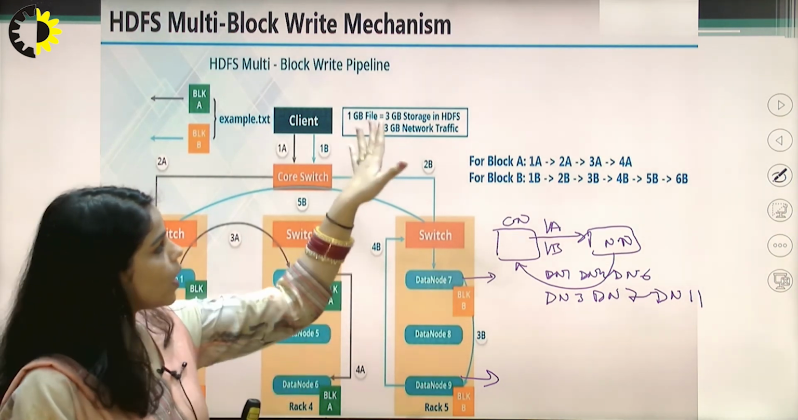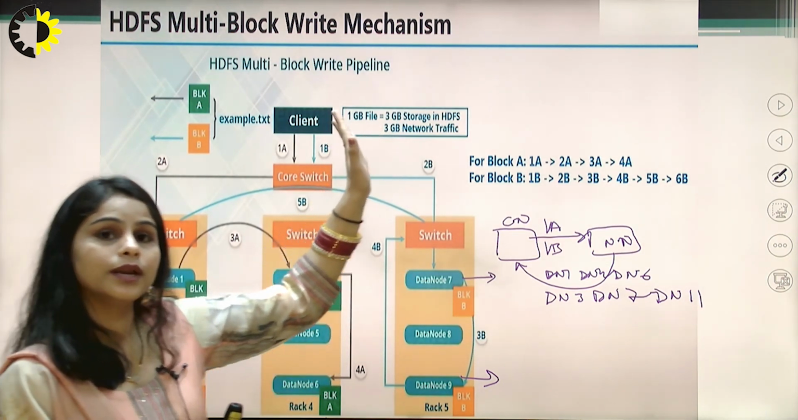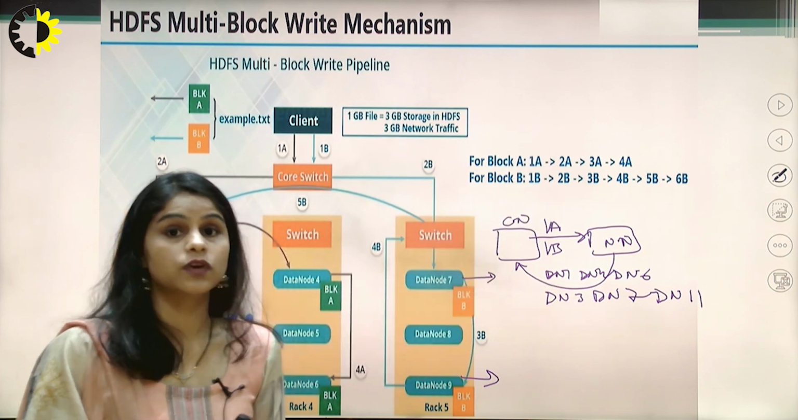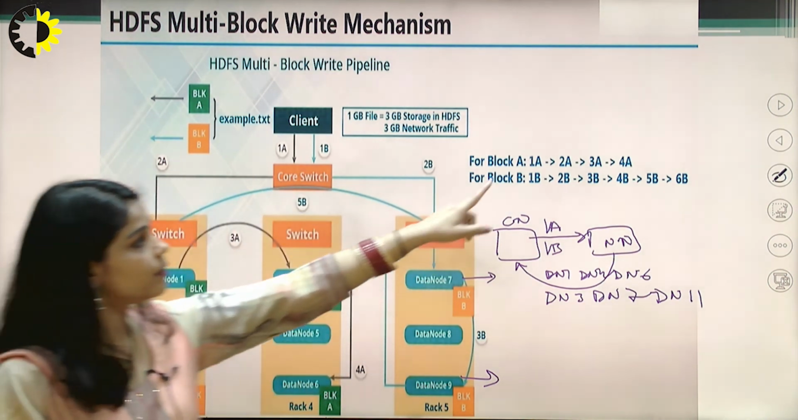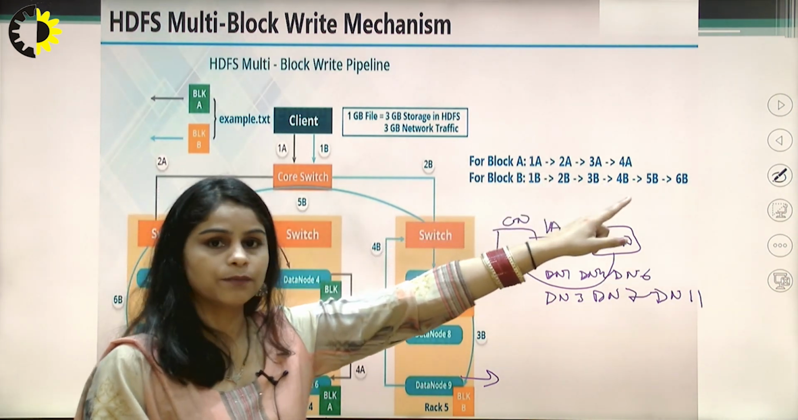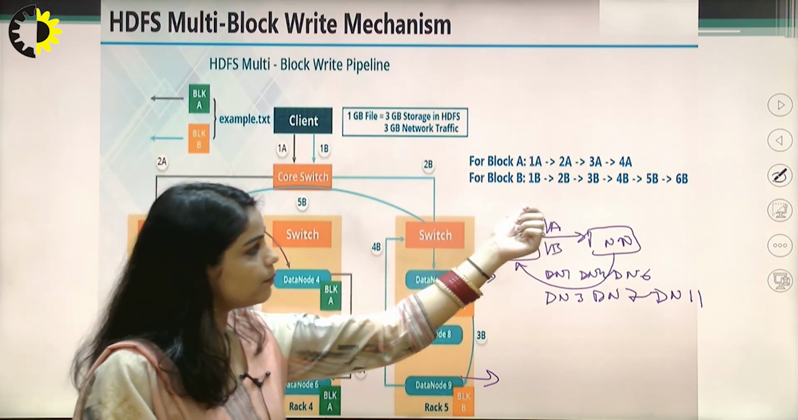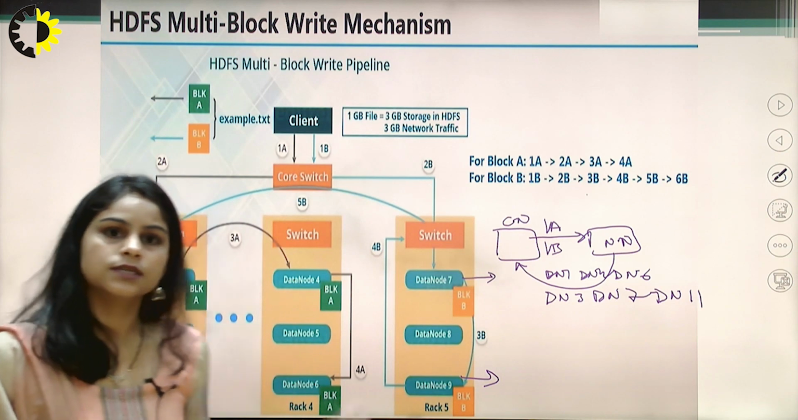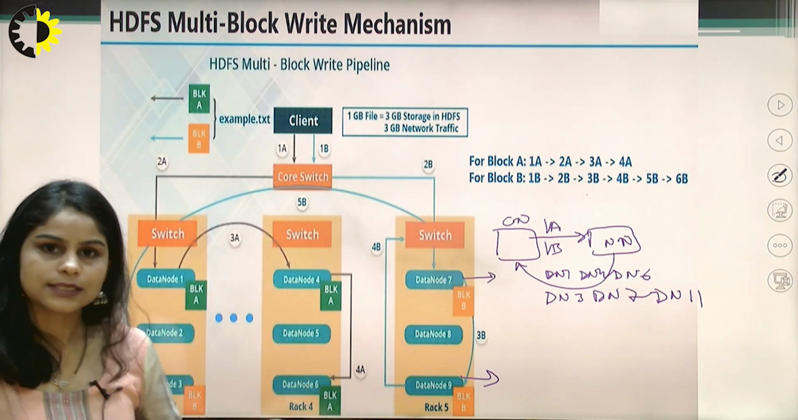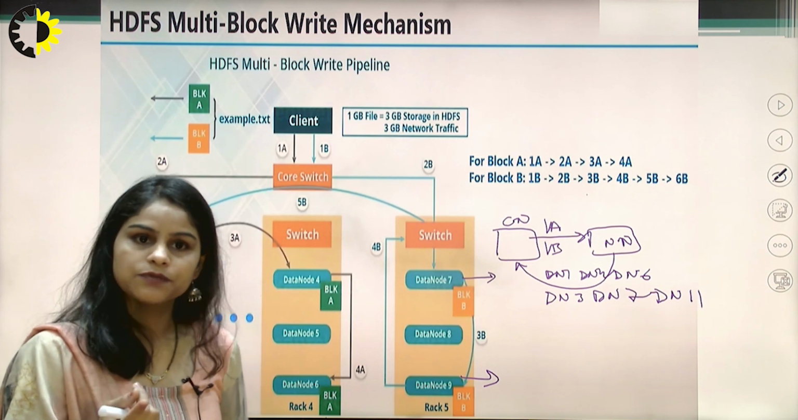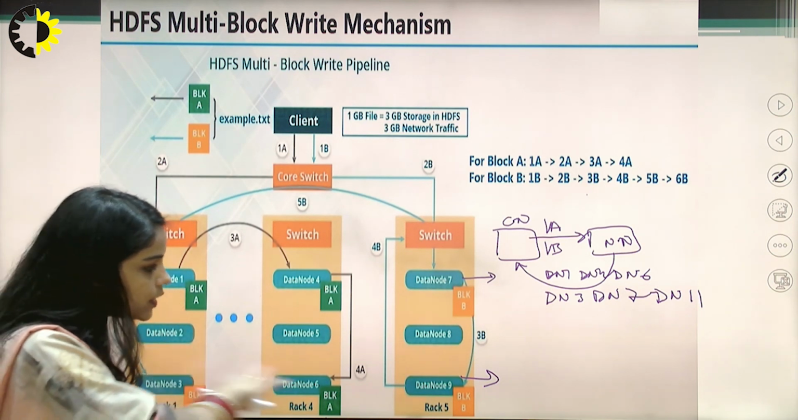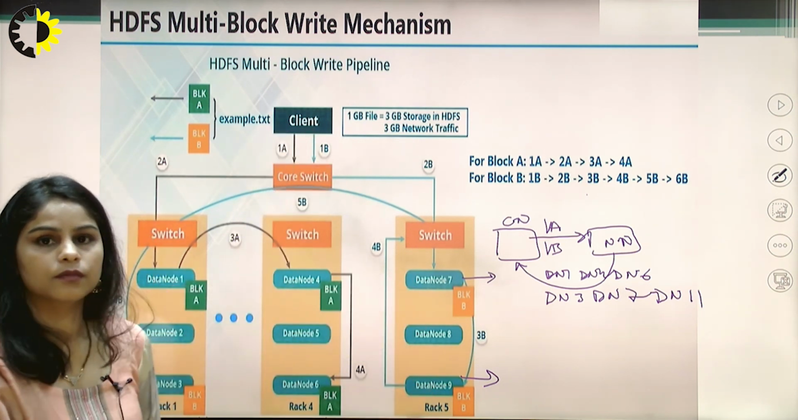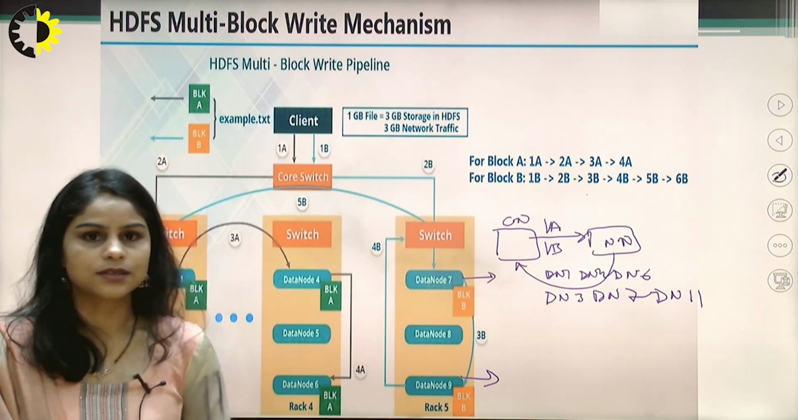Alright. So a 1 GB file will require 3 GB of storage in HDFS because we are replicating it thrice, right? And for block A, this entire pipeline is set up, which will be from 1A, 2A, 3A, and for block B, we'll have 1B, 2B, 3B. This is the setup of the pipeline. In the same way, the second step will be writing these files in the same manner. And then we'll get the acknowledgement from all these data nodes back to the name node. This is how the write mechanism in HDFS is performed. Thank you very much.